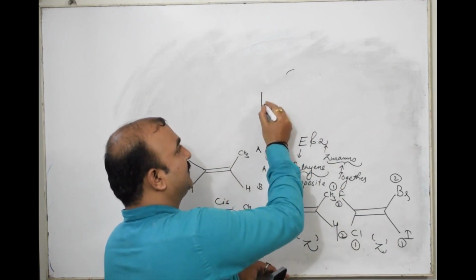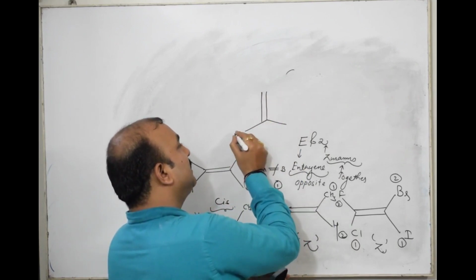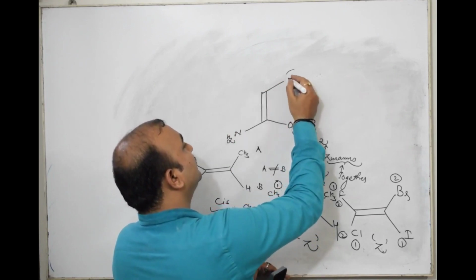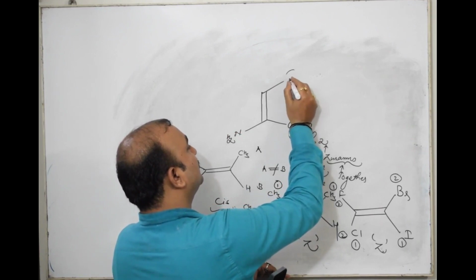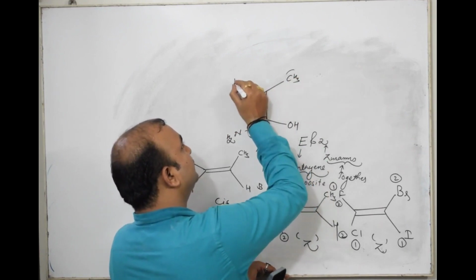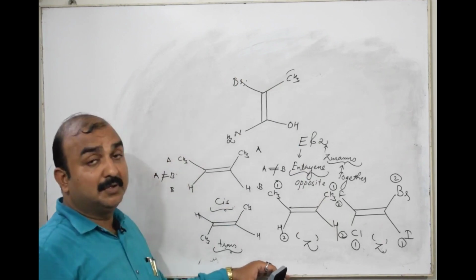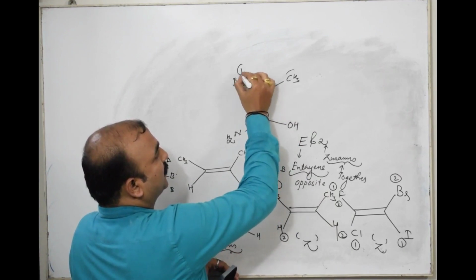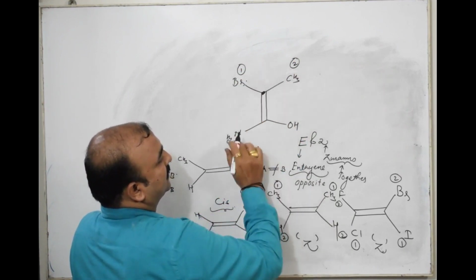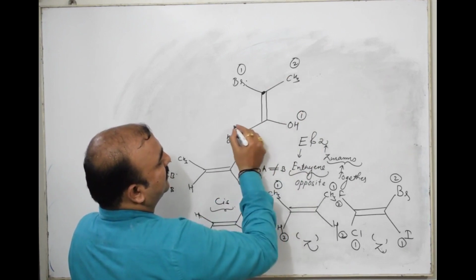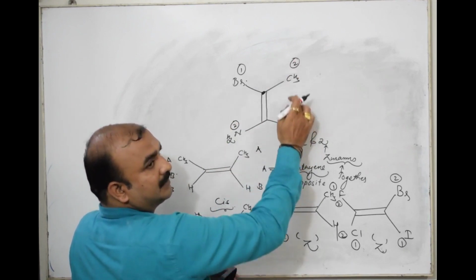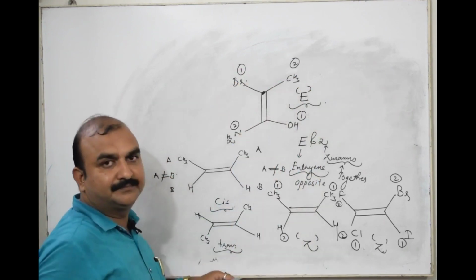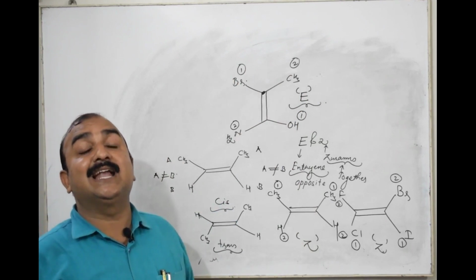I will write another one. NH2, here it is OH, here it is CH3 and here it is Br. You have to consider the sp2 carbon atoms. This sp2 carbon atom, priority 1, priority 2, by atomic number. This sp2 carbon atom, priority 1, priority 2. Please see, groups are opposite, that's why it is E configuration. So this is known as E and Z.